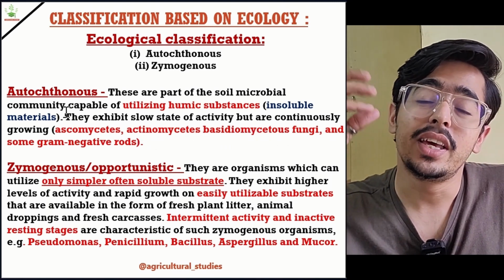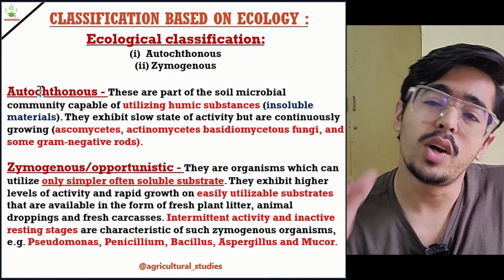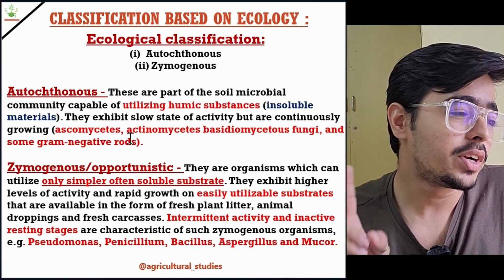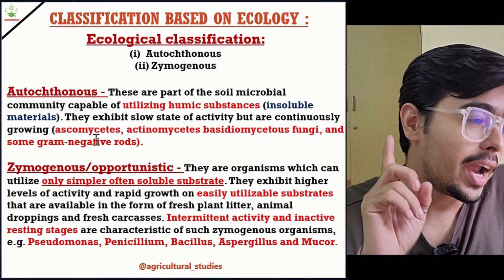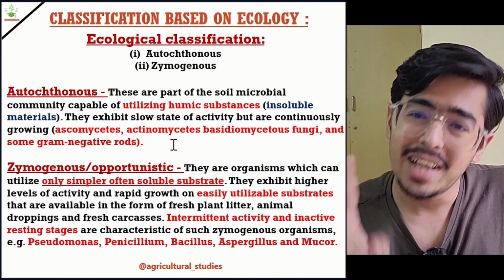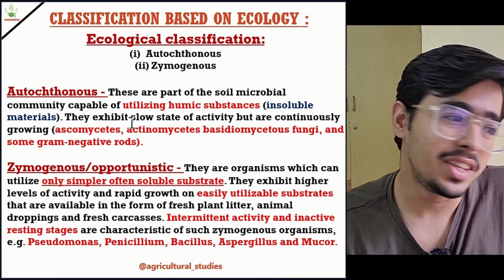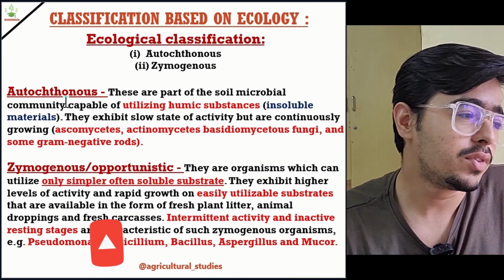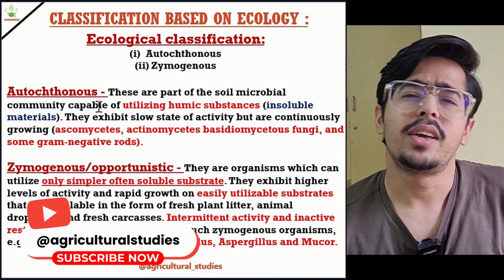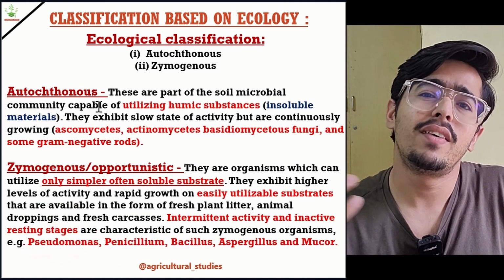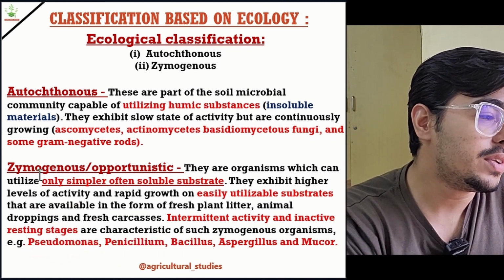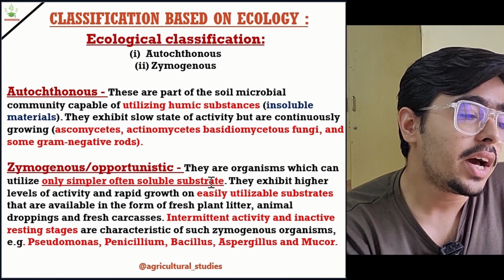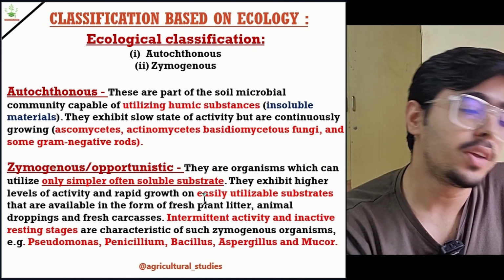When we study autochthonous, it starts with A. We will be learning two important examples, actinomycetes and ascomycetes, which of course start with A. So we can remember this with a mnemonic that both start with A and are categorized as autochthonous. I think you may have got the idea of what autochthonous are. And now when we discuss the zymogenous or opportunistic, that means they are organisms which can utilize only simpler forms.